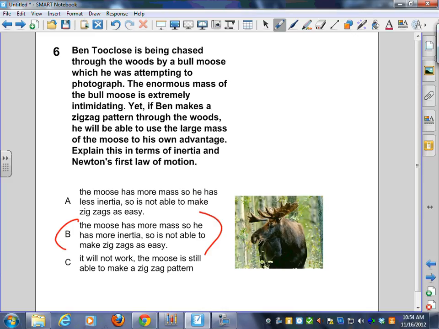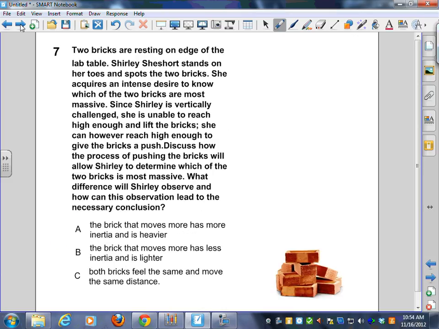Big trucks have a lot of inertia. They can't zigzag, right? You don't see big trucks going down the highway going back and forth, right? A lot of inertia.